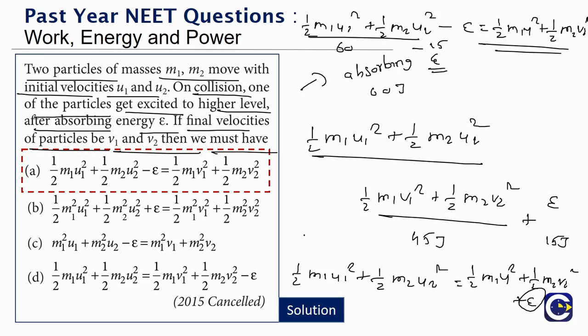I took the numbers and explained so that we will be able to clearly understand this. So what is the correct answer? Initial kinetic energy minus the energy absorbed for excitation will be equal to what? Remaining will be the final kinetic energy of particles.